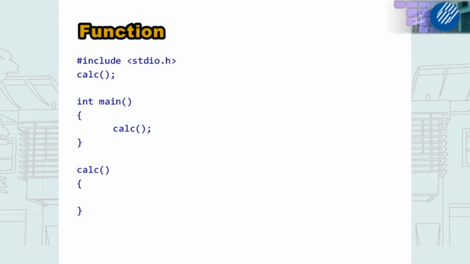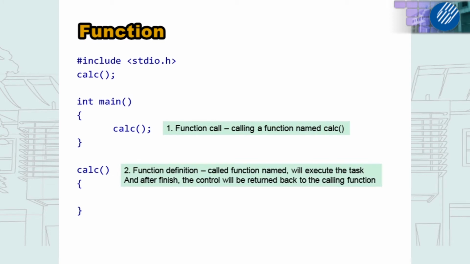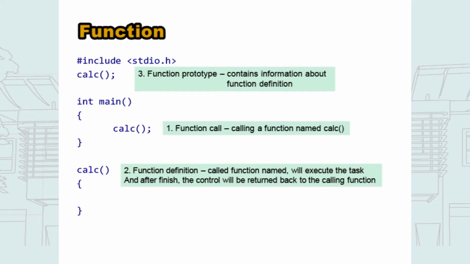Take a look at the following partial program. A function is working when it is called by a function call. Then, the control of the program is transferred to the function definition. The task will be executed within the function. When the function is terminated, the control will be returned to the place where it was called from, and the next statement will be executed. Take a look at the function prototype. Notice how to write it so that you can write the whole function correctly.